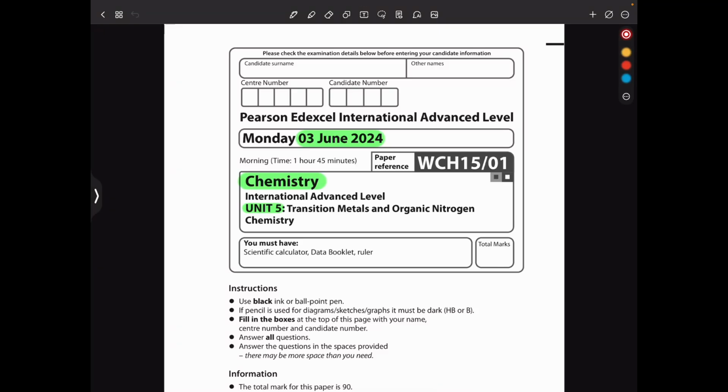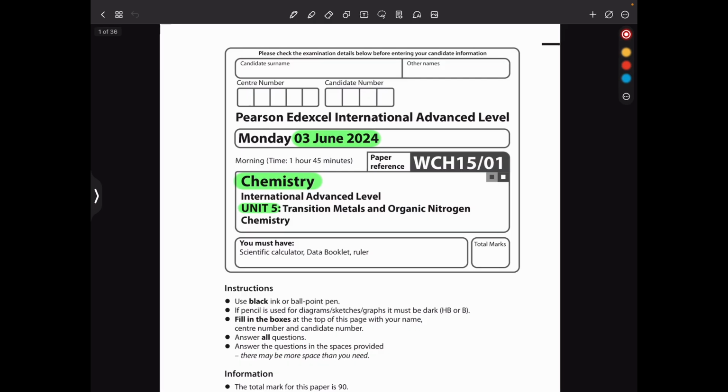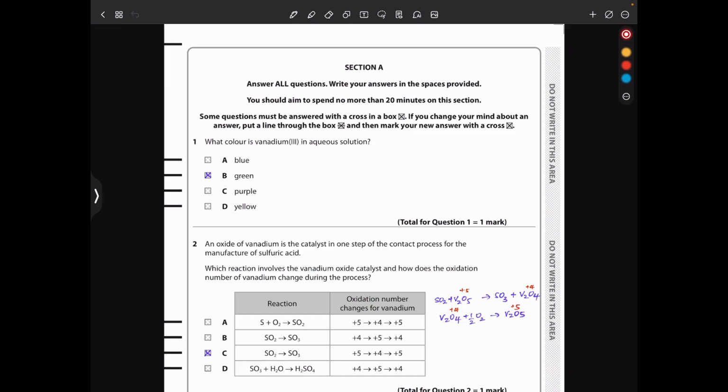Today we are doing the Pearson Edexcel International A-Level Chemistry Unit 5 for June 2024. Let's begin with the first question. In question 1, what color is vanadium 3 in aqueous solution? Vanadium 3 is green, so the answer should be B.